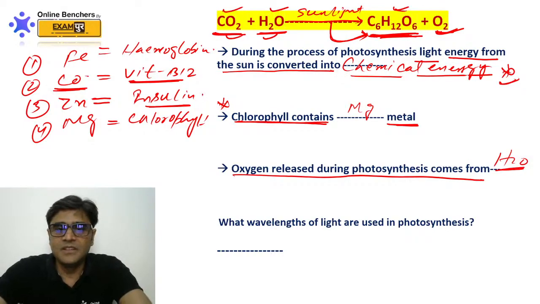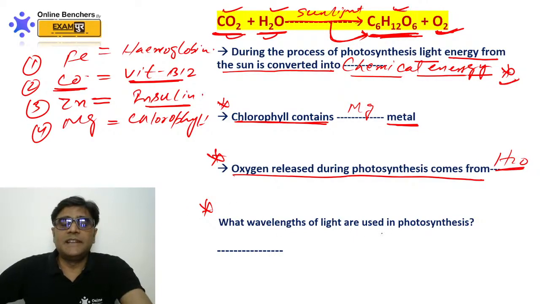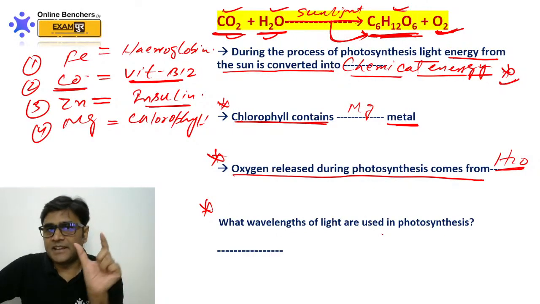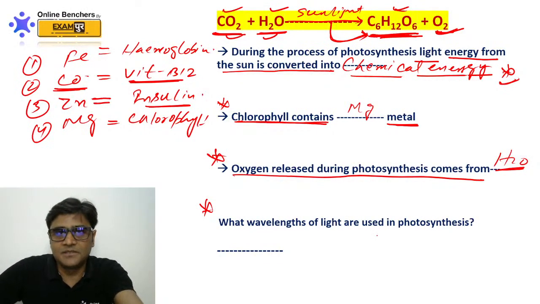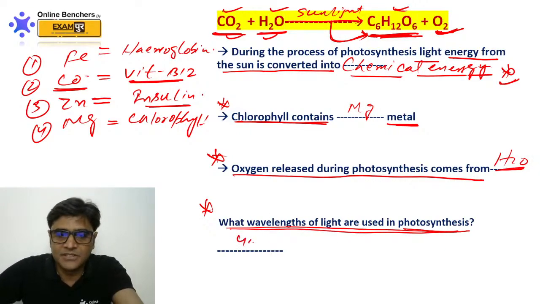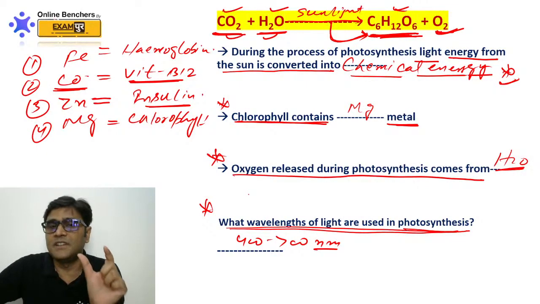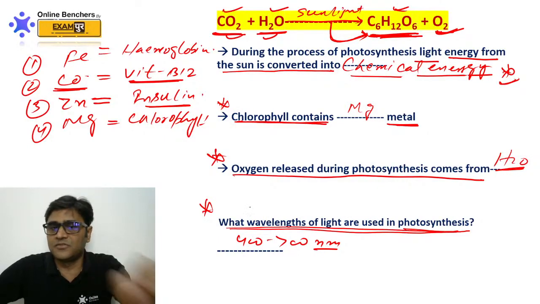Now, next question, again a very important question. Wavelength of light absorbed during photosynthesis. Tell me the range of wavelength of light which is absorbed during the process of photosynthesis. What wavelengths of light are used in photosynthesis, my dear friends? Your answer should be 400 to 700 nanometer. This range of wavelength of light is absorbed during the process of photosynthesis.